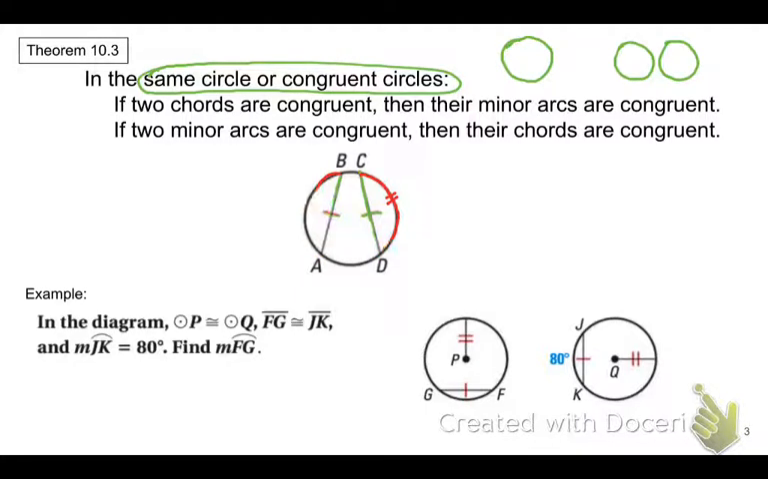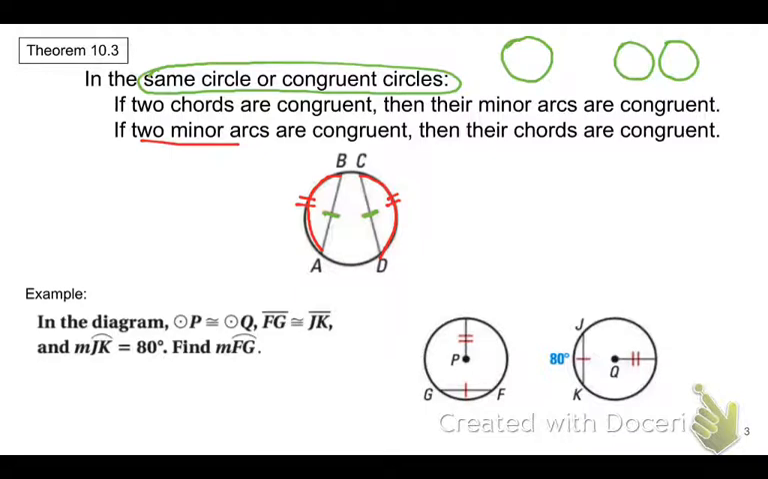So it also works the other way. If you're given that 2 minor arcs are congruent, so here's your minor arc, here's your minor arc, and you're told that those 2 arcs are congruent, then you know that their chords are congruent. So it works both ways. There's a very big relationship between arcs and their chords. So if you have 2 chords that are equal to each other, their arcs are congruent and vice versa.